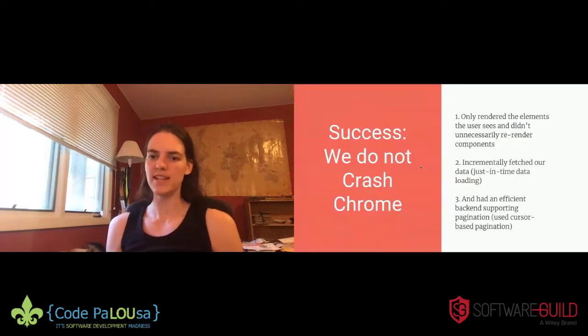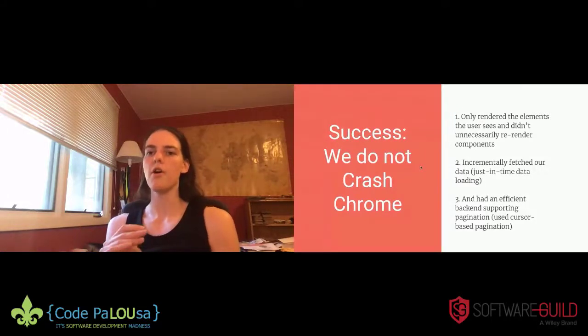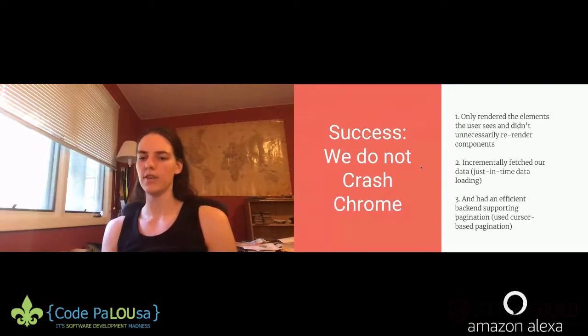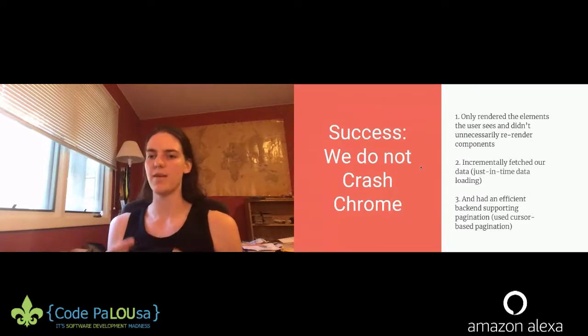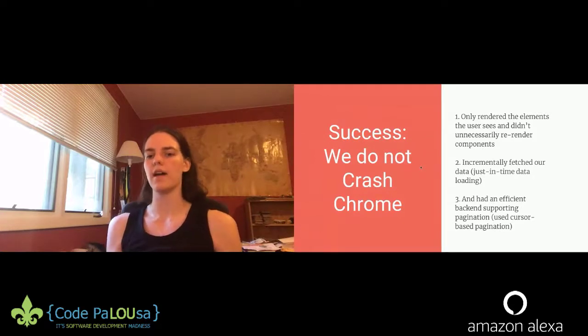When we implemented it this way, we had a lot of success on our project. We did not crash Chrome. And just to recap, some of the main things we had to think about was making sure that we only re-render components when necessary, and that we only render the elements on the screen that the user sees. We had to think about how to set up just-in-time data loading and fetch data in batches as compared to trying to fetch data all at once. And we had to have an efficient backend that supported pagination.